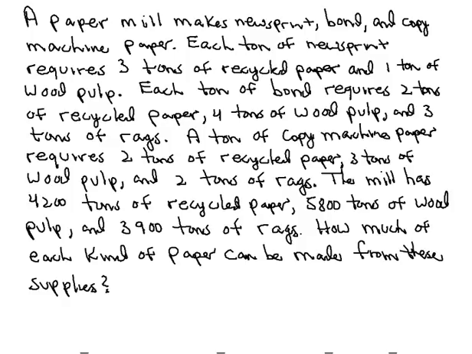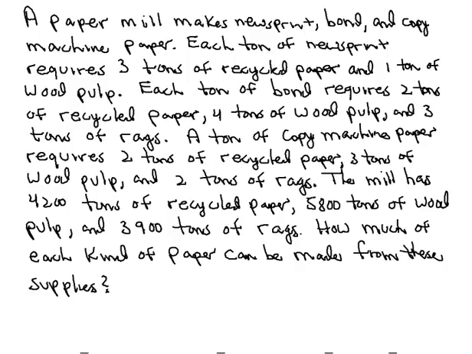Each ton of newsprint requires 3 tons of recycled paper and 1 ton of wood pulp. Each ton of bond paper requires 2 tons of recycled paper, 4 tons of wood pulp, and 3 tons of rags. A ton of copy machine paper requires 2 tons of recycled paper, 3 tons of wood pulp, and 2 tons of rags. And we're told that the mill has 4,200 tons of recycled paper altogether, 5,800 tons of wood pulp, and 3,900 tons of rags. And we're asked to find how much of each kind of paper can be made from these supplies.